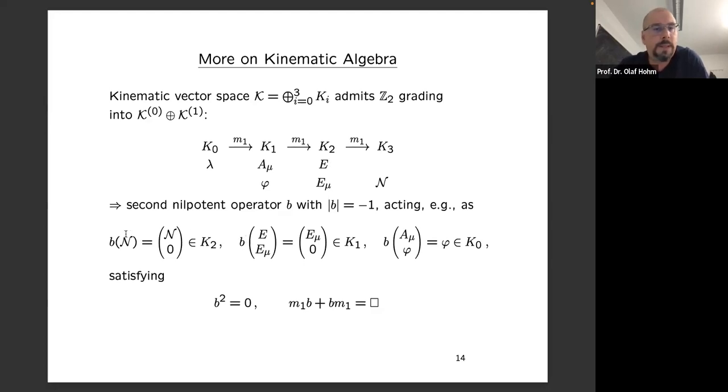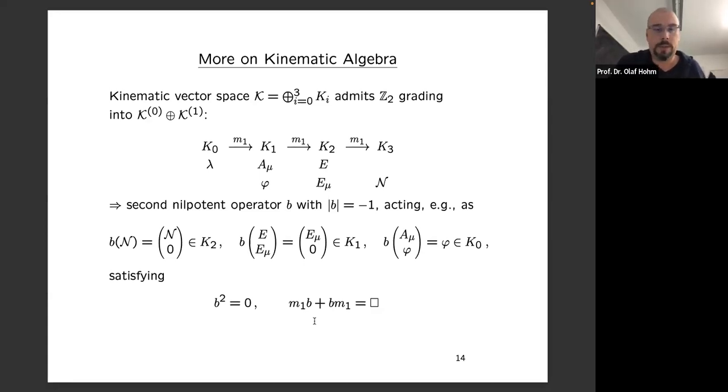So as an example, if I act on a field, so a field has 2 components, A mu and phi, this just means I pick out the scalar component. So B of this thing is equal to phi. And I reinterpret it, if you like, as an element of K0. So there's a degree shifting going on, and that's why B has intrinsic degree -1. Again, B squares to 0 because you have this nilpotent structure here. E mu goes to A mu, but then A mu doesn't go any further because only phi gets mapped to lambda, and then of course it stops. So B squares to 0.